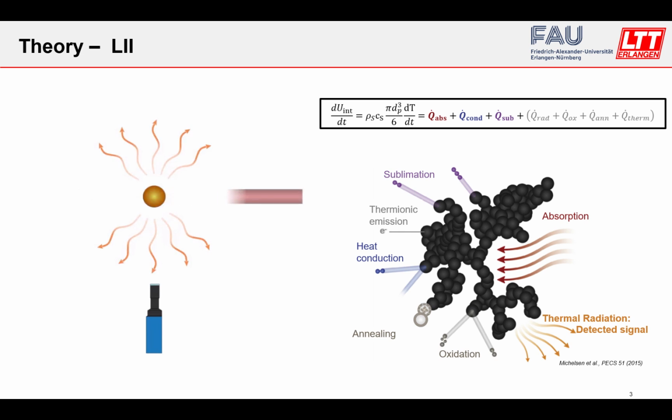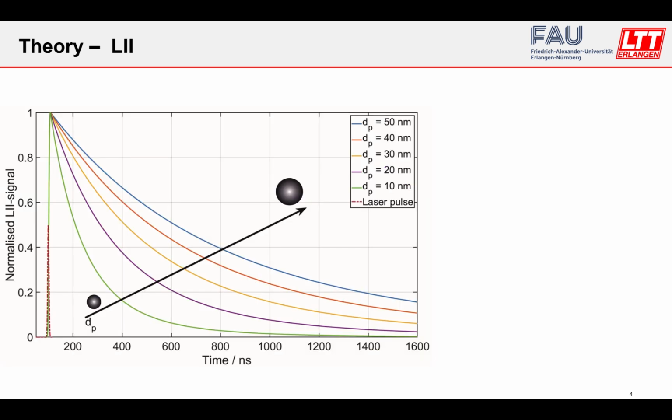And multiple models to describe this are available. And we only use 3 heat flux models as they are the most important ones for our case. And this is absorption, conduction, and sublimation. And this is how such LII signal curves look like for different particle sizes. And you see that smaller particles cool down faster than larger particles.